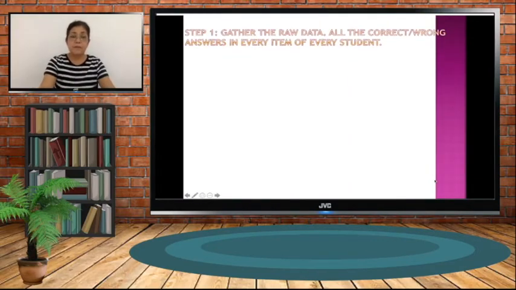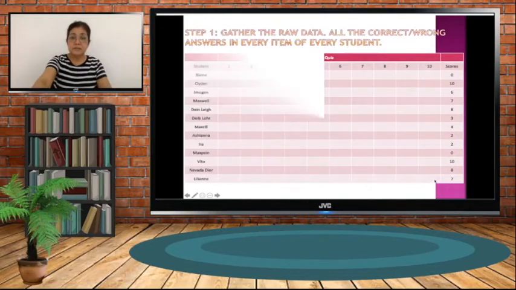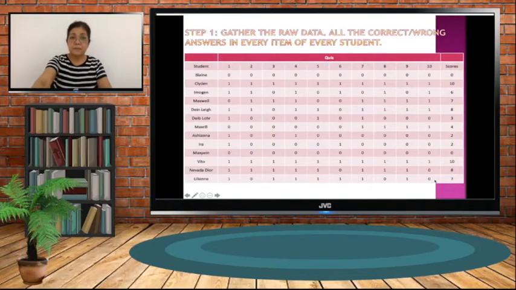The first step: you have to gather the raw data. Consider all the correct and wrong answers in every item of every student. This is it. So with this table, you can see all the correct and wrong answers of the students. But what we are after are the correct answers of the students, from item number 1 to item number 10.